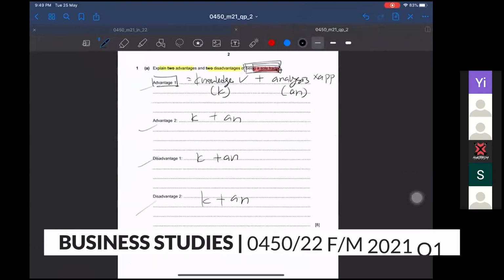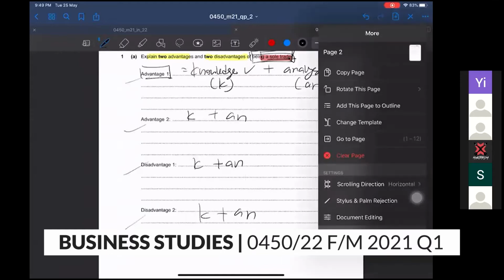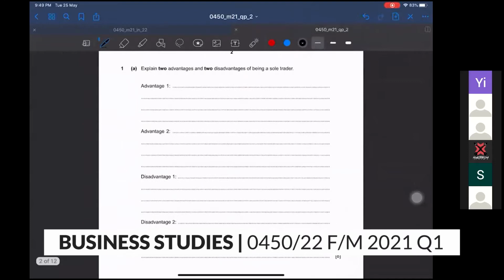Let's do question 1. Then I will teach you how to apply. So for question 1, it asks you to explain 2 advantages and 2 disadvantages of being a sole trader.